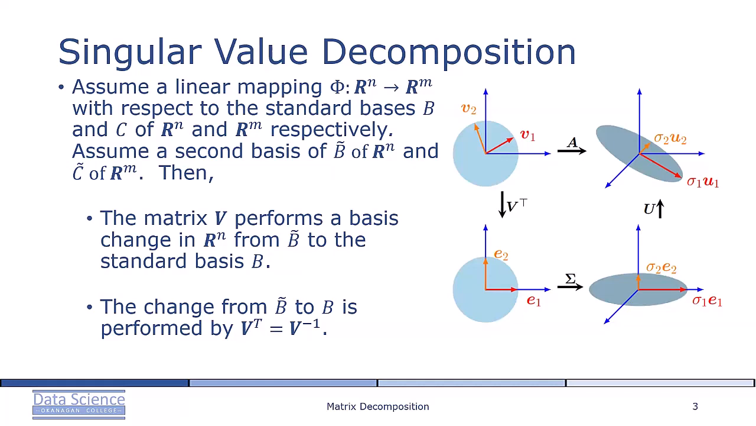Then the matrix V performs a basis change in Rn from B tilde to the standard basis B. The change from B tilde to B is performed by V transpose, which is equal to V inverse. We can see this if we start in the top left corner of the diagram, applying V transpose will now line up our vectors V1 and V2 with our standard basis E1 and E2.